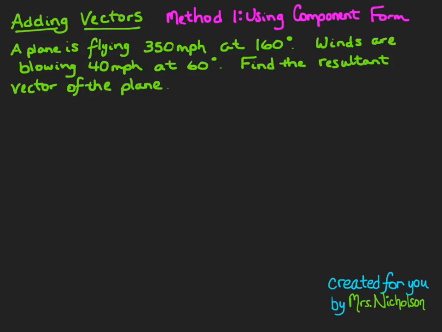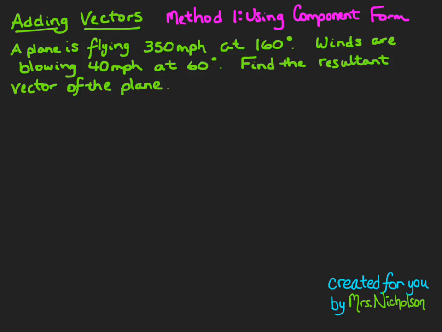In this video, we're going to look at two different methods for adding vectors. We have this scenario: a plane is flying 350 miles per hour at 160 degrees. Winds are blowing 40 miles per hour at 60 degrees. And we need to find the resultant vector of the plane.